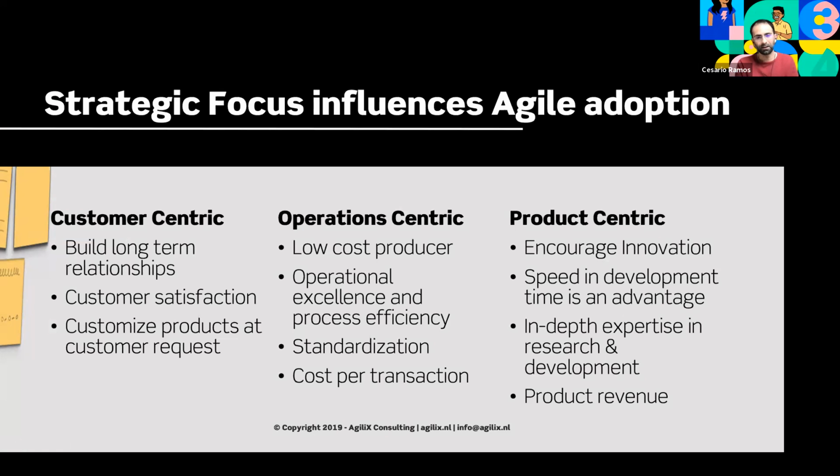These questions determine what kind of focus we need as an organization to be successful. And in general, there are three focuses that you can have, and each of them is equally valid. It depends on your specific context. If you're, for example, an operations-centric company, then you want to be a low-cost producer. You want to focus on standardization, and maybe success is measured in cost per transaction. If you want to lower that cost, you want operational excellence. That's what you want to go for.